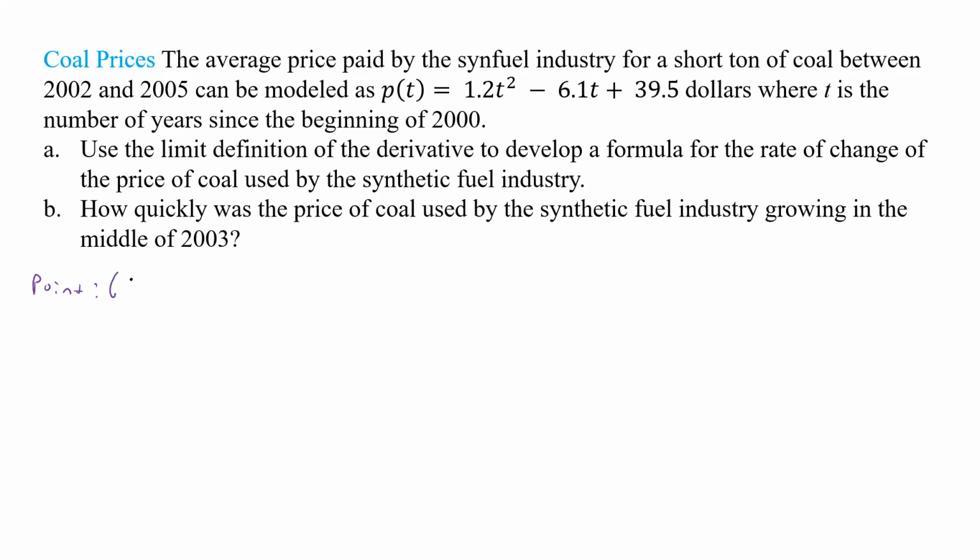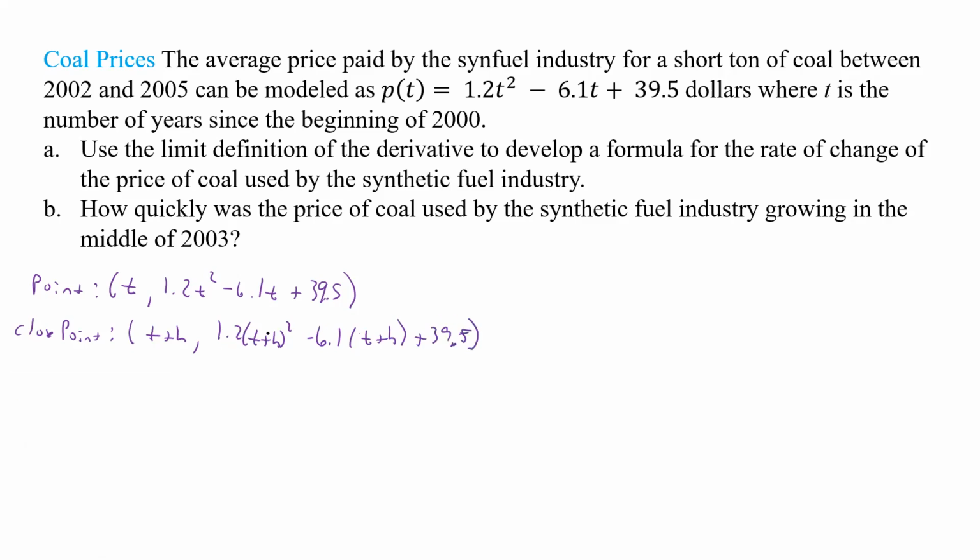So the point is going to be t comma 1.2 t squared minus 6.1 t plus 39.5. And then our close point can be t plus h, 1.2 t plus h squared minus 6.1 times x t. I knew I was going to change it eventually. I like x's better, I guess. All right, t plus h, and then plus 39.5.